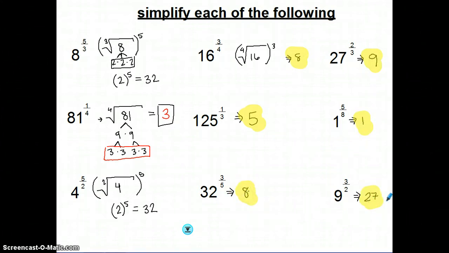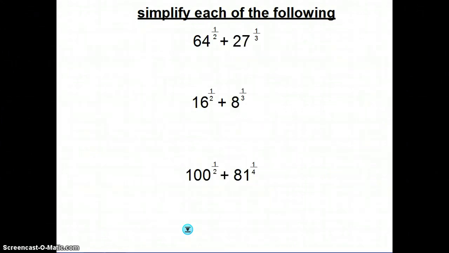And we'll go ahead and move on. On this next slide, we are going to simplify these expressions completely by first simplifying each of the individual terms. So what I'm going to do is write each of these in radical form and simplify them, and then add the results together. So this becomes the square root of 64 plus the cubed root of 27.